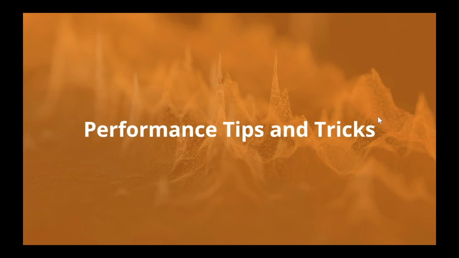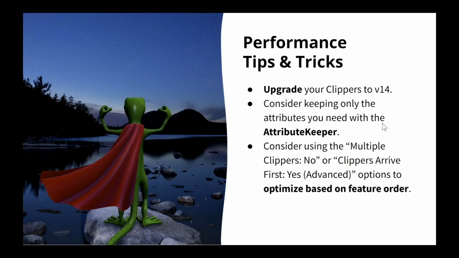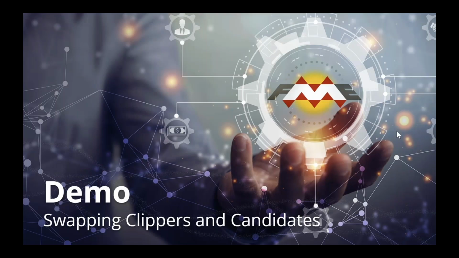All right, and now I have a couple of performance tips and tricks I'd like to share. The first would be to upgrade Clippers in existing workspaces to Clipper version 14. This may not have a performance improvement, but I've also seen cases between 8 and 40 times faster with the transformer upgrade. I would consider keeping only the attributes you need with the attribute keeper. I'd also consider using the multiple Clippers no or Clippers arrive first yes options to optimize based on feature order.